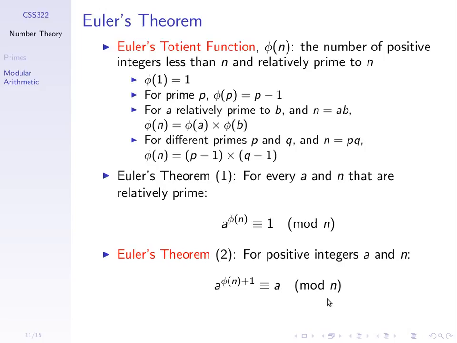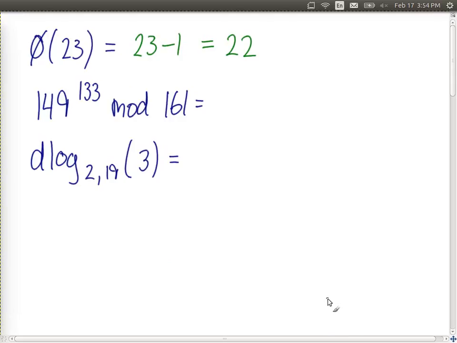Try one of them to find out what 149 to the power of 133 mod 161 is. See if one of those theorems can be used to solve that. And the hint is one of them can be. Which theorem are you going to use?